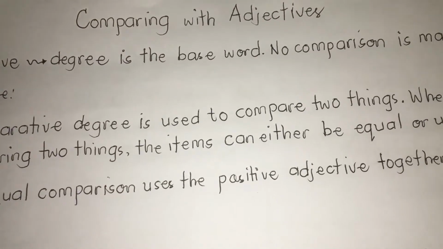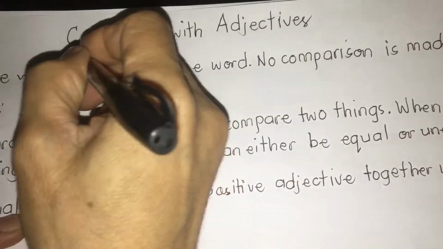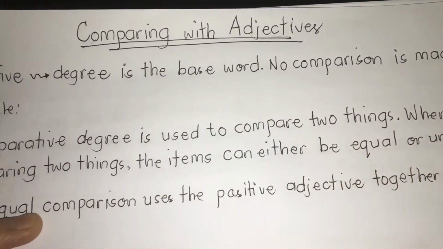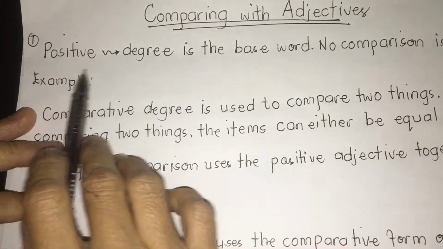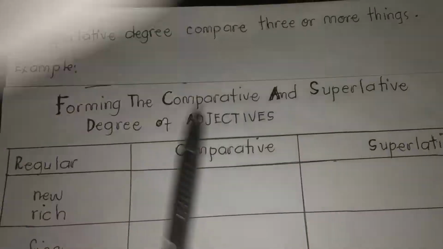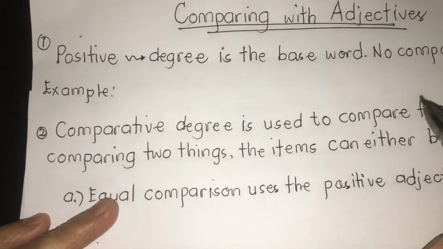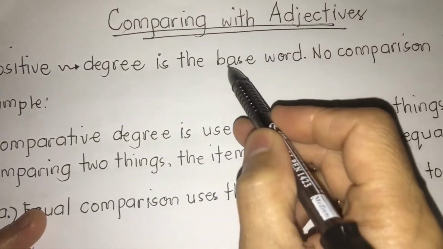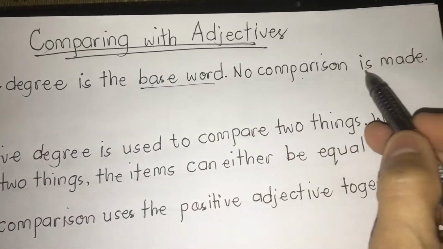Today we're going to discuss comparing with adjectives. In comparing with adjectives, we have positive degree, comparative degree, and superlative degree. In positive degree class, it refers to a base word where no comparison is made.